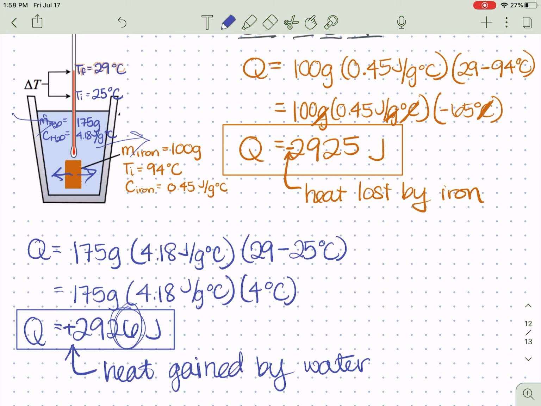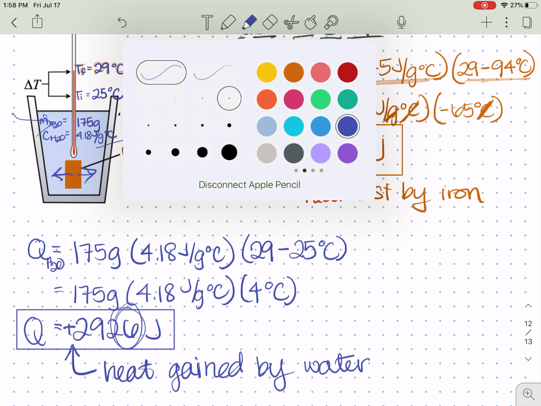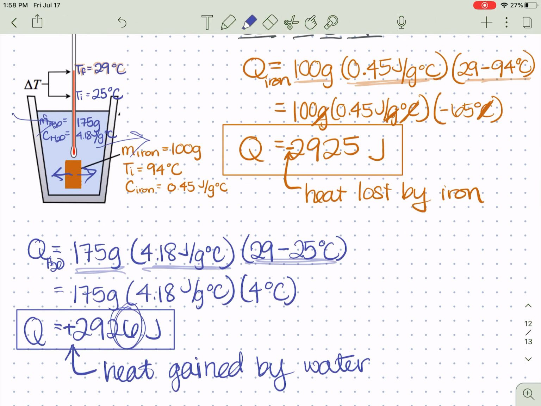Key things to remember: if you noticed, when I did this equation, every single one of these variables was related to the iron. So if I'm calculating energy for the iron, everything here has to be for the iron. If I'm calculating energy for the water, then all of these variables have to be related to the water. You can't mix and match, like the mass from the water and then the specific heat from the iron and then the temperature change from the water. It doesn't work like that. It all has to be related to the same substance. So that's a really, really important thing when you're doing these equations.